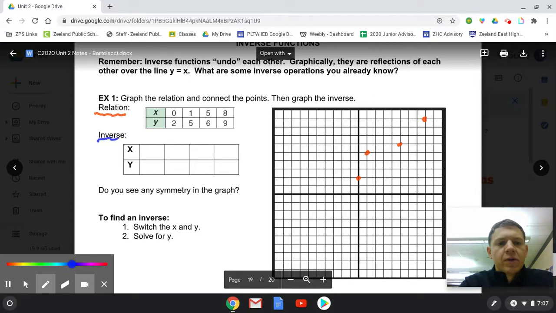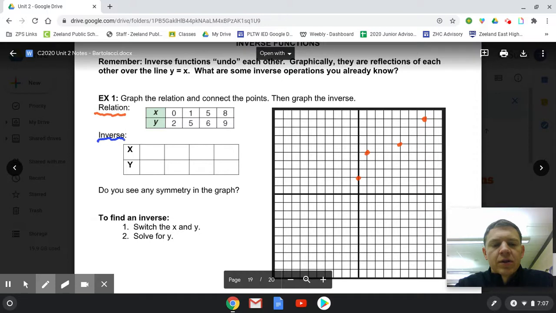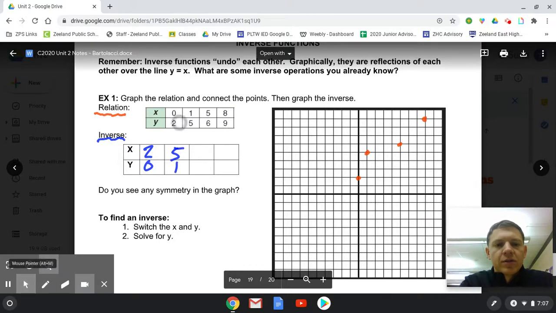Before I do, if the inverse undoes each other, it's really just switching the x and the y. They're opposites, not the correct word, but kind of like the opposite of each other. So that first point becomes 2, 0. The second point becomes 5, 1. I'm just flipping it from what we saw in the original chart. And the next points, 6, 5, and 9, 8. And I'll go ahead and graph those.